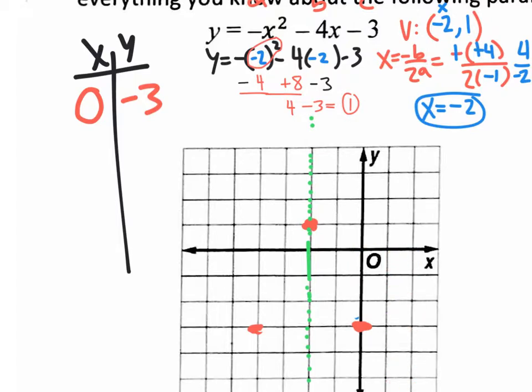2 is going to be even further down. What number would be nice to plug in so I can see what's going on right here in this area? Negative 1. Yeah, so let's plug in negative 1. That's the best option.